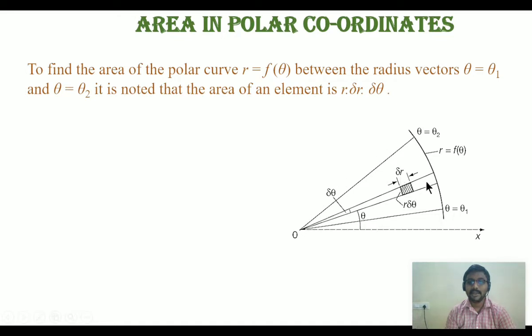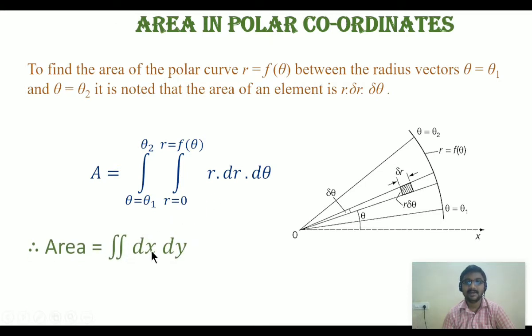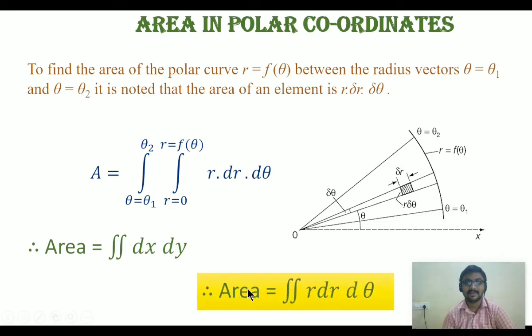Now compute the total area. We have to compute the double integral. The required area is given by the integral from theta equals theta 1 to theta 2, integral from r equals 0 to r equals f of theta, of r dr d theta. In Cartesian coordinates, we have dx dy. Here, in polar coordinates, we have r dr d theta, where r is also known as the Jacobian. So this is the required area in polar coordinates. Thus, to evaluate the area in Cartesian coordinates, the area is the double integral of dx dy. But in polar coordinates, the area formula is the double integral of r dr d theta. Now, applications of double integrals.